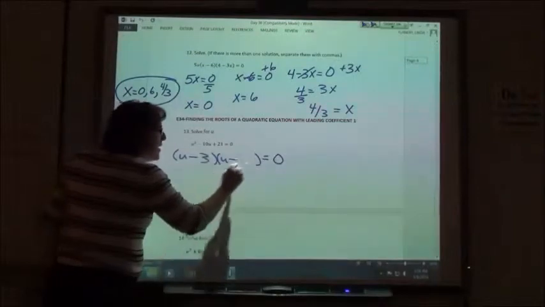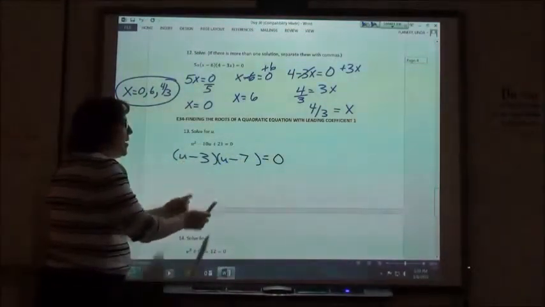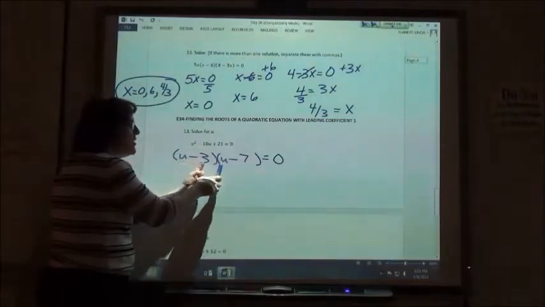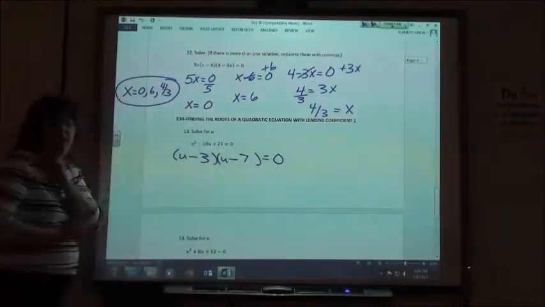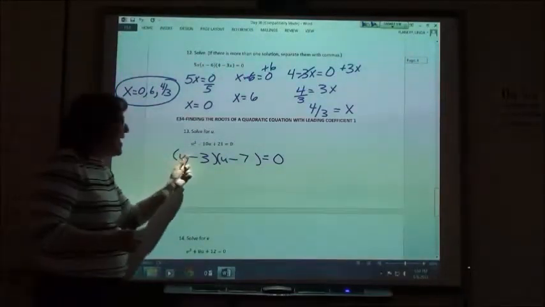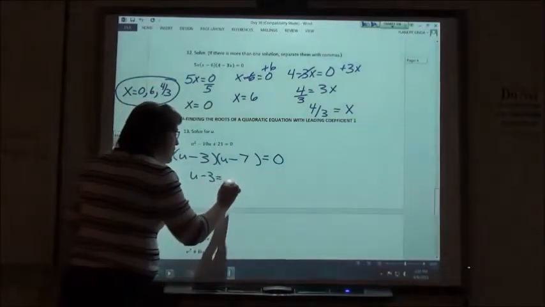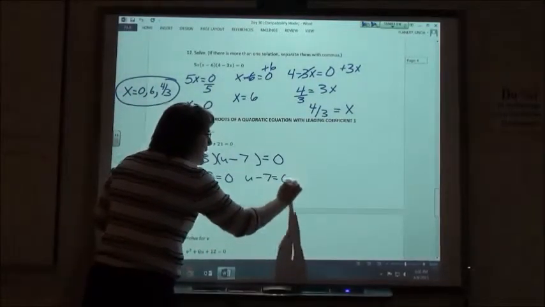Well, 3 times 7. Checking my outside product plus my inside product. Negative 7u plus a negative 3u, sure enough, adds up to negative 10u. So I've got it factored correctly. I now set each of these equal to 0. U minus 3 could equal 0, or u minus 7 could equal 0.